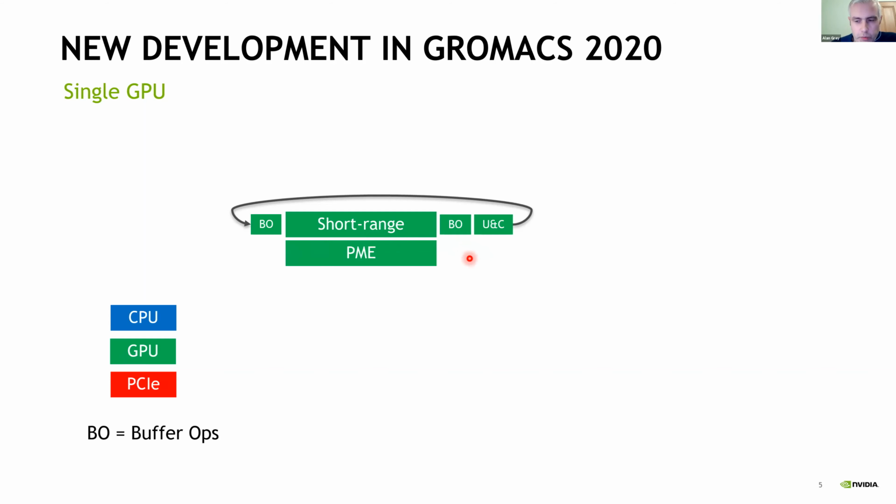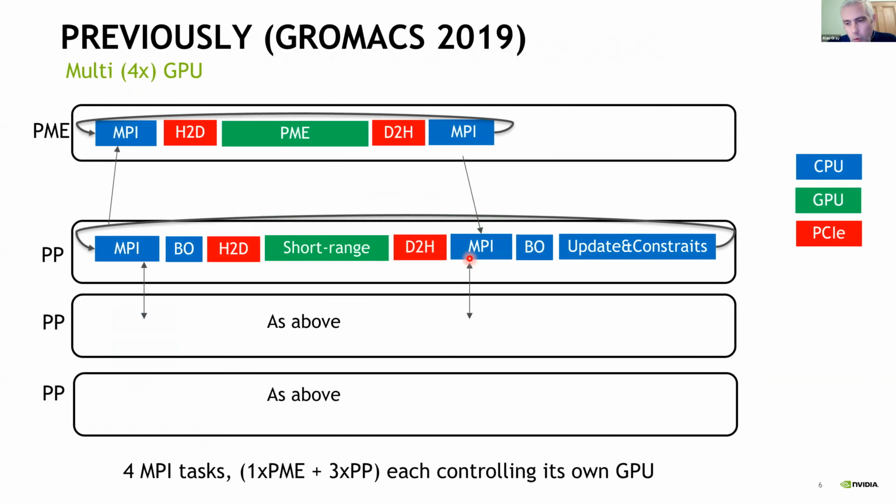So that's the situation for a single GPU. But we've also done a lot of work on multi-GPU optimizations. This is getting a bit more complex, but let me describe what I'm showing here. Here I'm showing a simulation with 4 GPUs running in tandem.